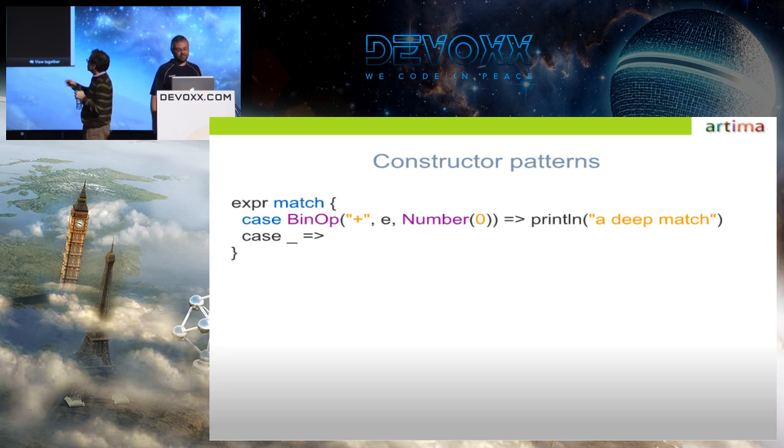Constructor patterns are really just like when you make a case class, for example. You don't have to have a case class to get this, but the idea is it actually looks like an expression. If E was defined, I would evaluate an expression and get a BinOp object. So the way you construct a BinOp object looks exactly the same as the way you deconstruct it.